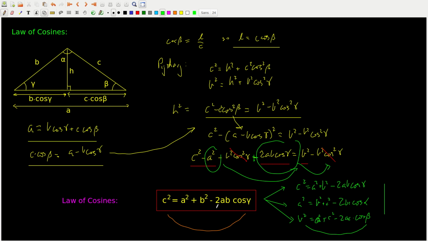Notice that this is a generalization of the Pythagorean theorem. If I were to give you a triangle that has a right angle in it, and I think about the angle opposite as C, then this is 90 degrees. The cosine of 90 degrees is 0. So in that case, c squared is equal to a squared plus b squared minus 2ab times the cosine of 90 degrees, which is 0. And so this is literally a generalization of the Pythagorean theorem to triangles that aren't just right triangles.